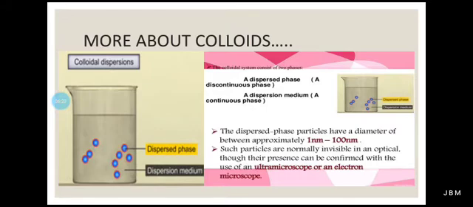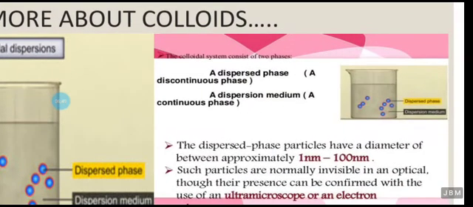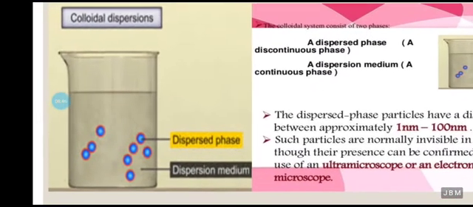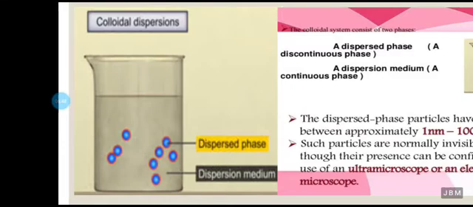Typically, colloids do not completely settle or take a long time to settle completely into two separated layers. So you can see that the colloidal system consists of two phases, a dispersed phase, that is the discontinuous phase, and the dispersion medium, that is the continuous phase, as it is quite clear through this picture.